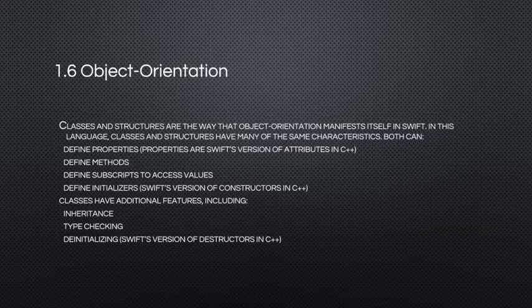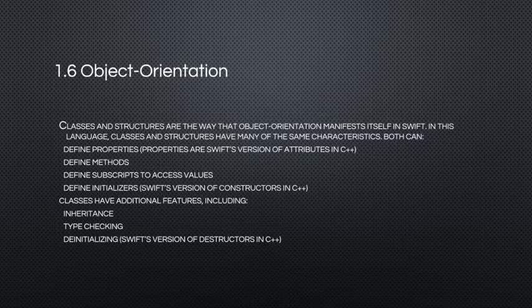Alright, so now couple more of these, almost done here with this section, but object orientation is pretty straightforward, a little bit different than C++ and Java, but classes and structures are the way that object orientation is manifested in Swift. So they're pretty similar actually. Structures and classes are more similar in Swift than they are in like C++ and Java.